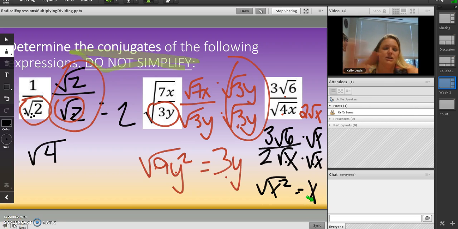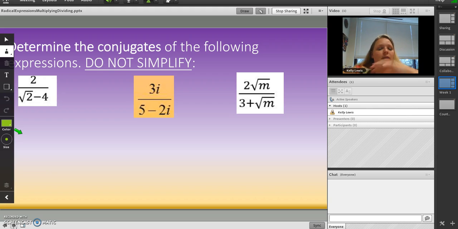All right, let's look at some numbers. So all I did here was I multiplied by whatever was in the radical, okay? So the square root x was in the radical here, the square root 3y was in the radical here, the square root 2 was in the radical there.